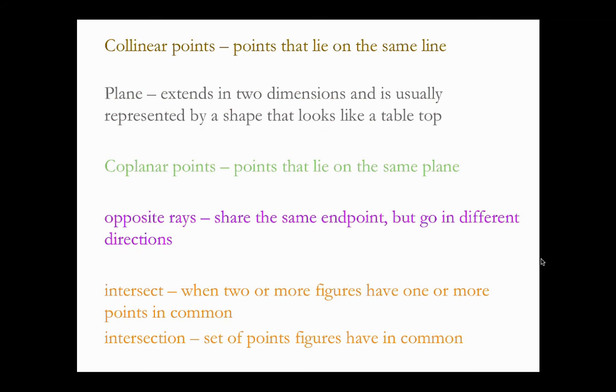So now that we know about points, lines, and rays, we're going to go with our next objects. So we have collinear. So co is with, linear is on line, and the key to this is that they lie on the same line.